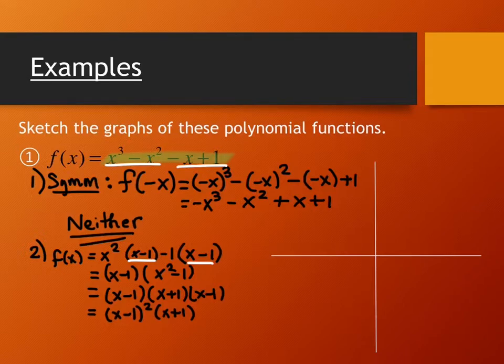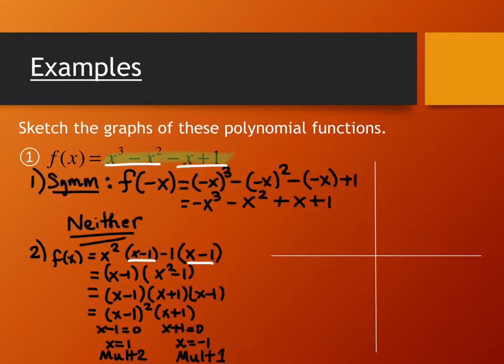We could actually set each of these equal to 0 now. So I have x minus 1 equals 0, which is x equal 1. With what multiplicity? What's my multiplicity? 2. Great. Because the exponent's 2. And on the other one, I have x plus 1 equal to 0, so that's giving me x equals negative 1. And what's that multiplicity? It's 1.